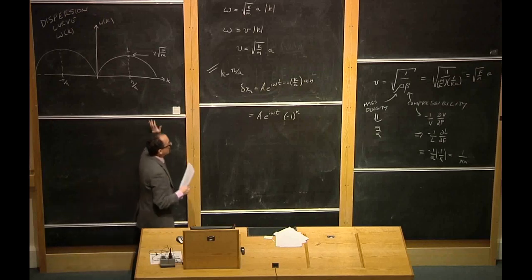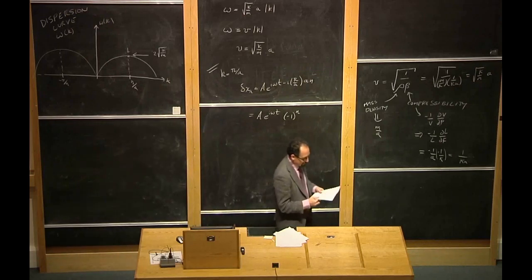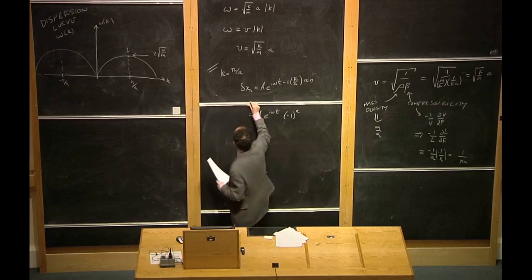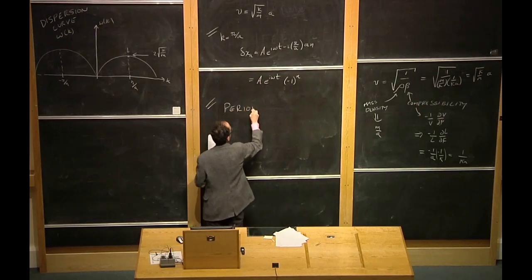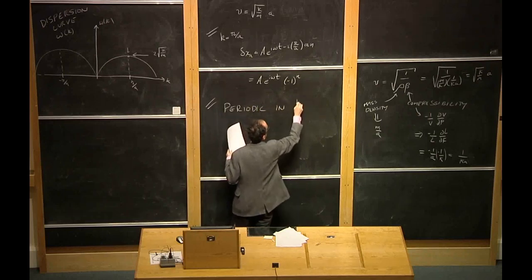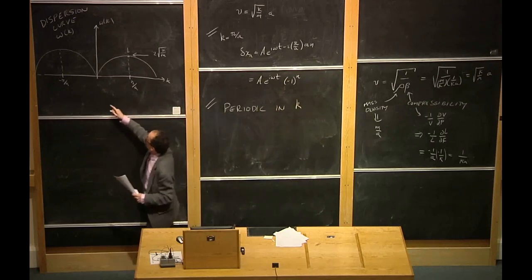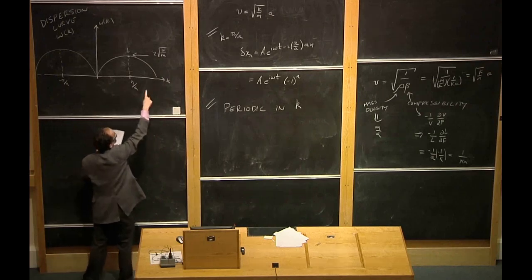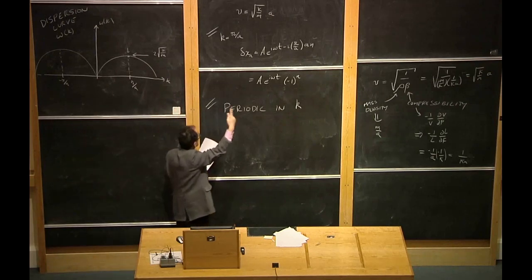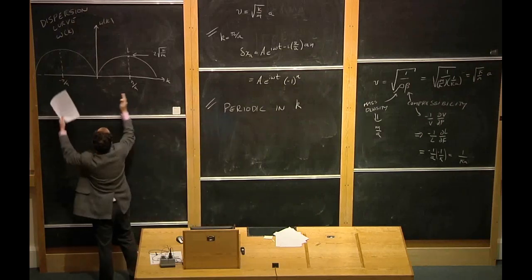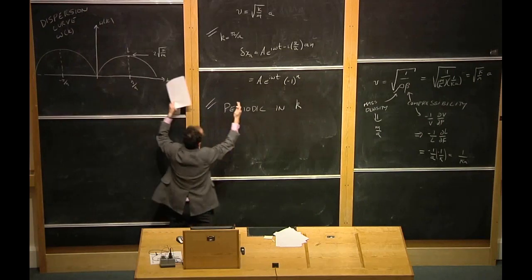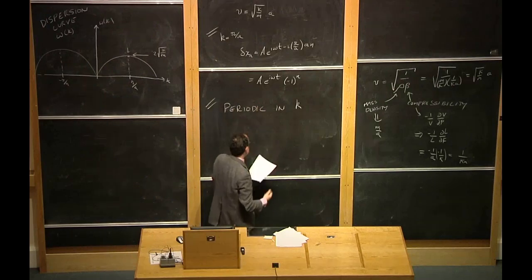So the most important thing that we deduced in this calculation is that the dispersion is periodic in k. It was proportional to a sine, and you'll see that the dispersion just keeps going exactly like itself over and over with sort of a periodicity. From here to here, you just keep repeating over and over. It looks exactly the same. This is not a coincidence.